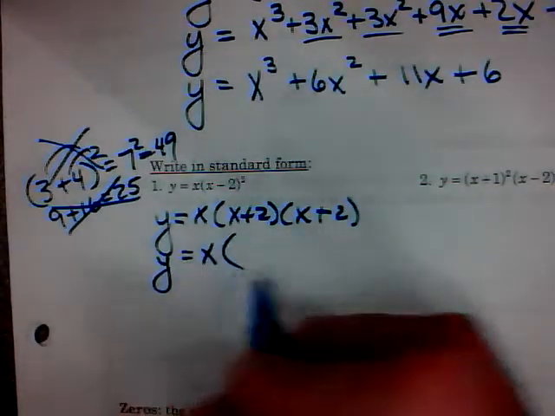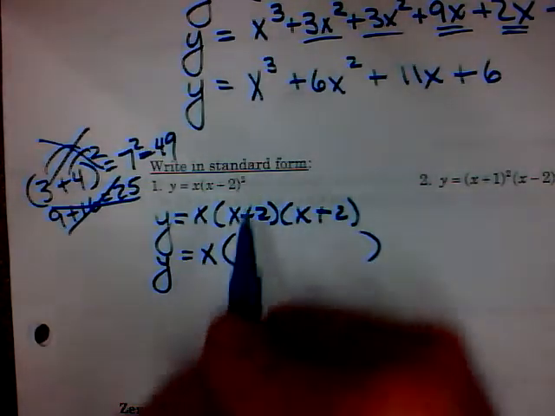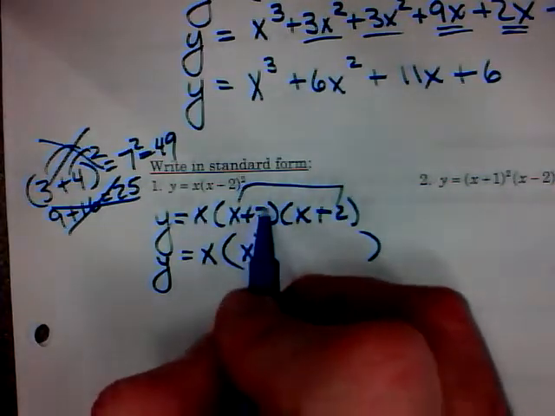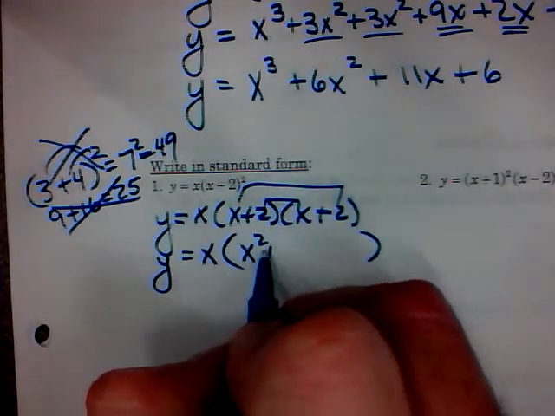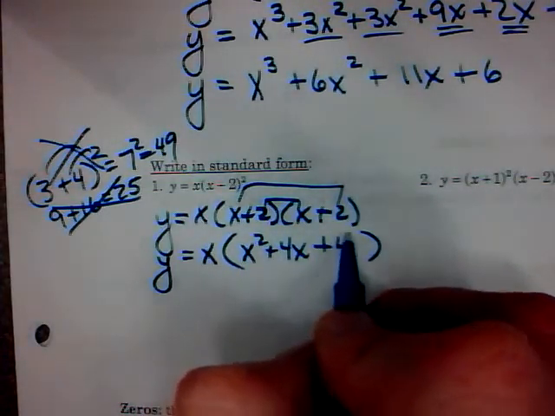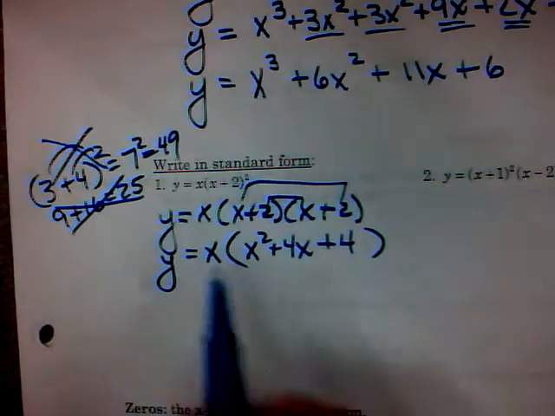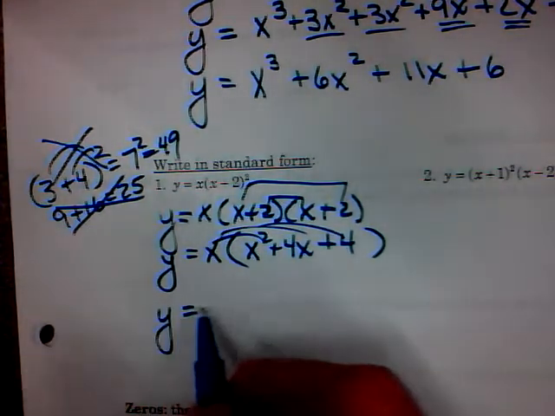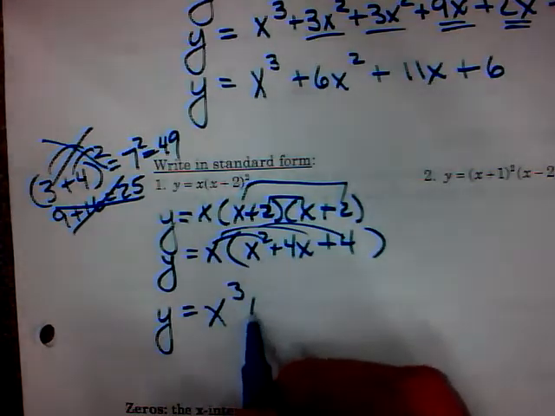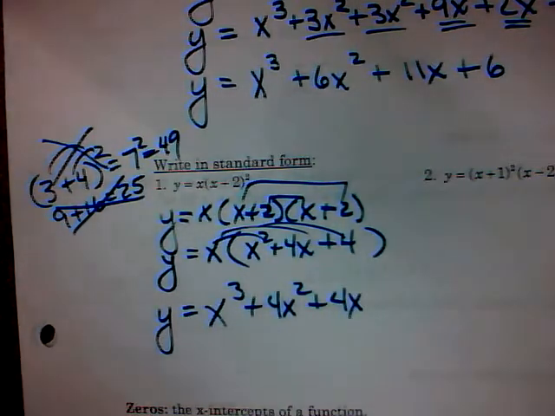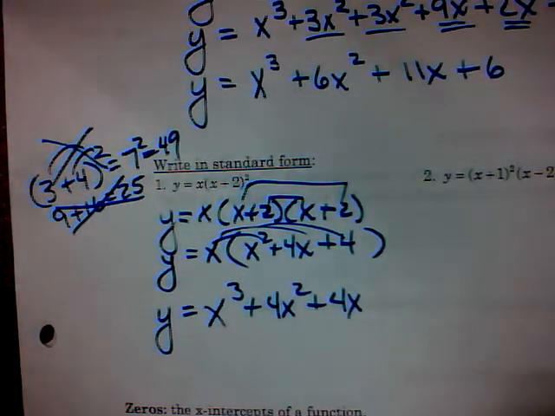Okay, so instead you've got to FOIL. You're going to leave the x out here, and then we're going to FOIL those 2 out. So x times x is x squared. Your outers are 2x. Your inners are also 2x, which gets you a total of 4x. And your last terms get you positive 4. And now we just have to distribute this x times all 3. So y equals x cubed plus 4x squared plus 4x. And there's your final polynomial on number 1.